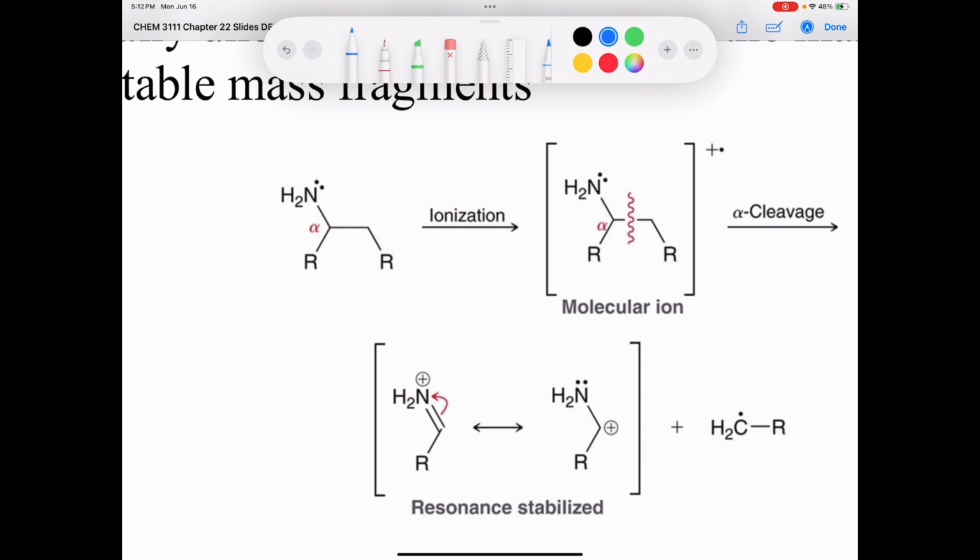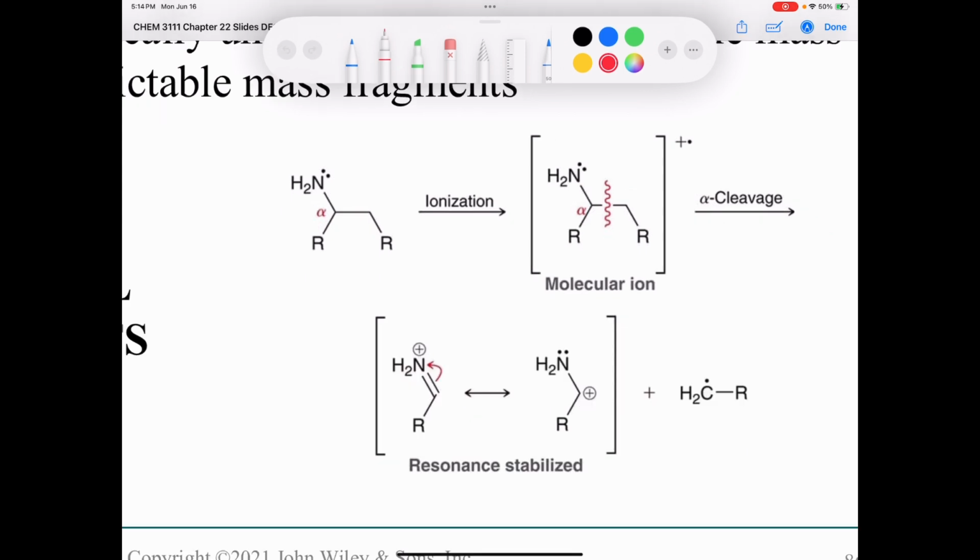So you have your alpha carbon, okay, and then you can do a cleavage like this. And it could be here as well. They're just demonstrating it at this position. And the reason this happens is because we end up with a cation that's resonance stabilized.